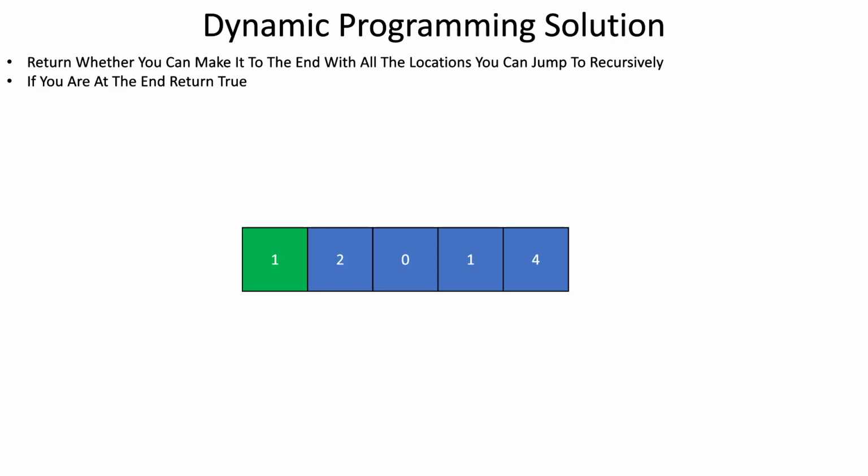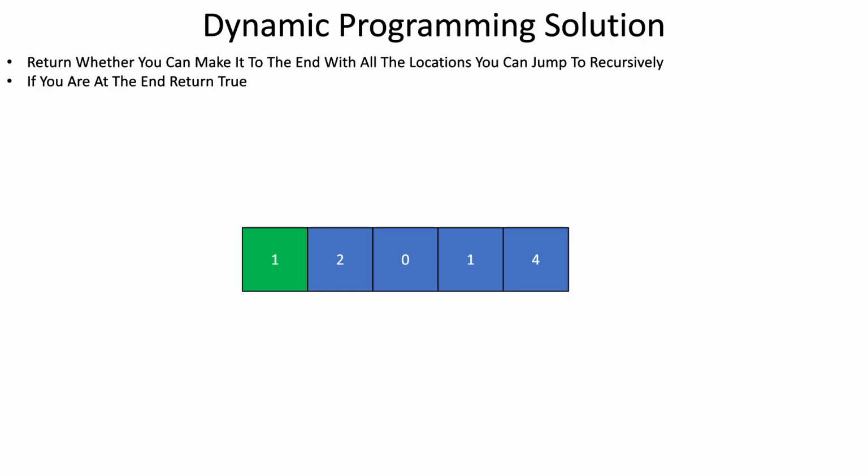First, let's look at the dynamic programming solution. If you are at the end, then you return true, as you have made it to the end. Otherwise, go through each possible element you can jump to, and check if you can make it to the end from there, using a recursion.